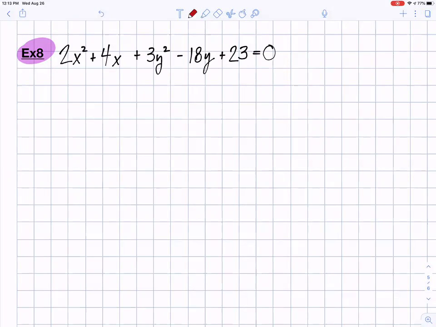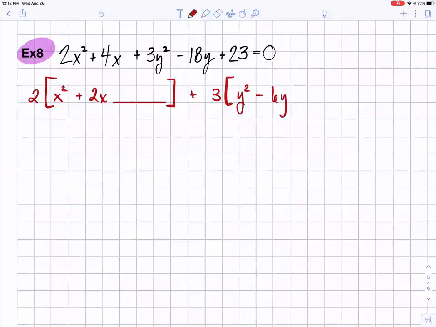Okay, what are you going to do for the x pieces? Factor out a 2. So what will that be? Leave some space to complete the square. All right, what are you factoring out of the y's? Good, it's a positive 3. And what's left over? Y squared minus 6y, leave yourself some space to complete the square. And then move the constant, so it's going to be a negative 23.